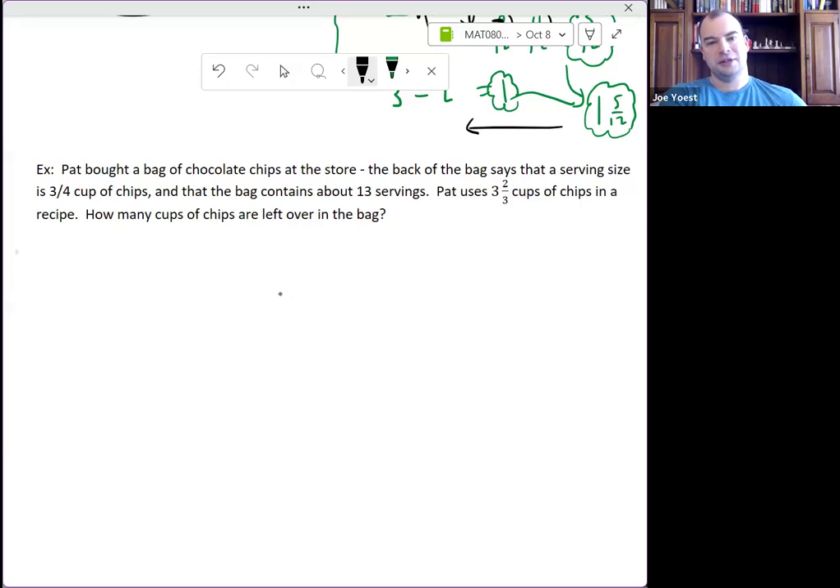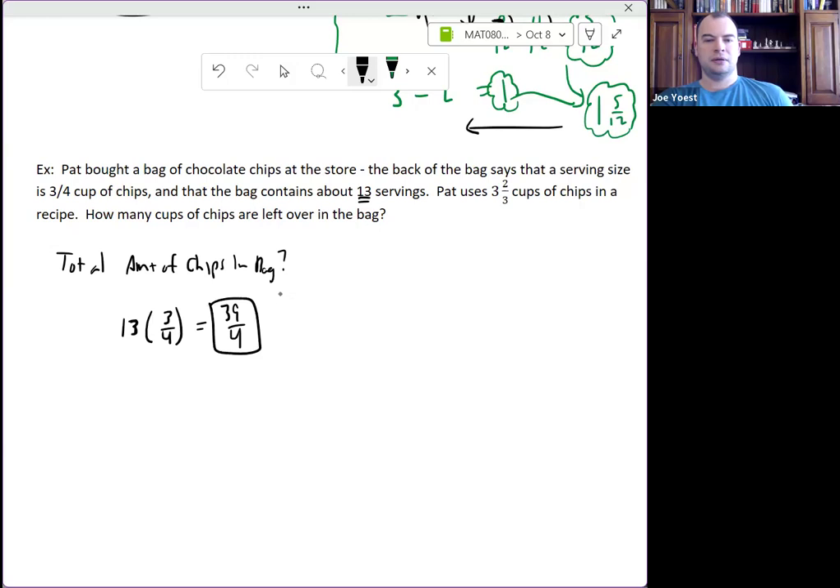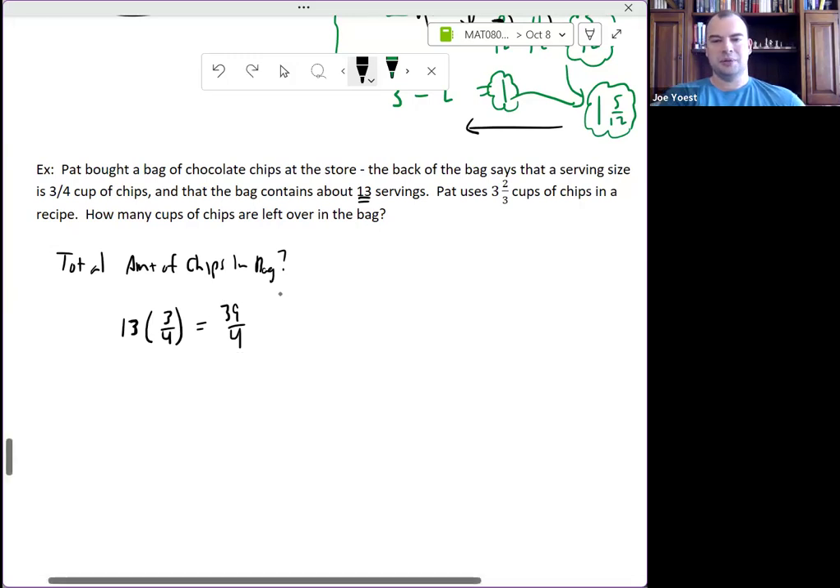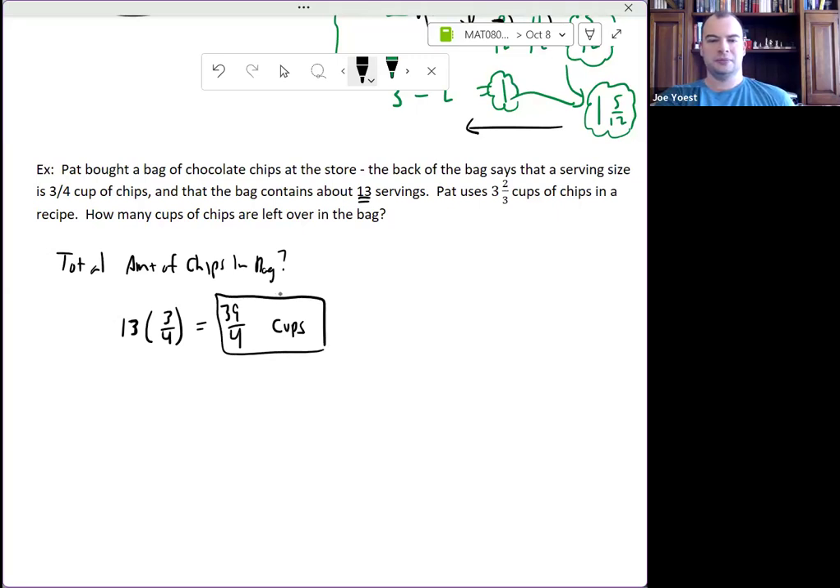So let's first figure out what's the total amount of chips in the bag. Well, if one serving of chips is 3/4 of a cup and there are 13 servings, that's 13 times 3/4, or that's 39/4 of 39/4 cups. I should use the units, cups of chips in the bag.